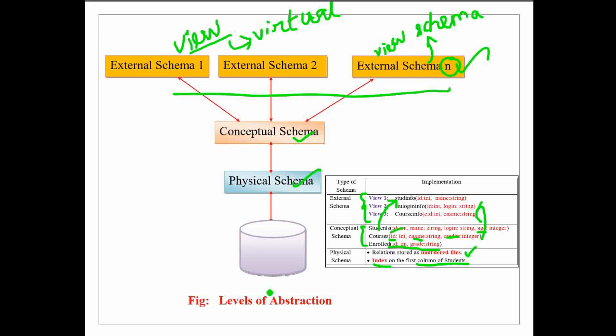Where data independence refers to the ability to modify the schema at one level of the database system without altering the schema at the next higher level. Actually, there are two types of data independence that can be achieved in a DBMS. The first one is logical data independence and another one is physical data independence.